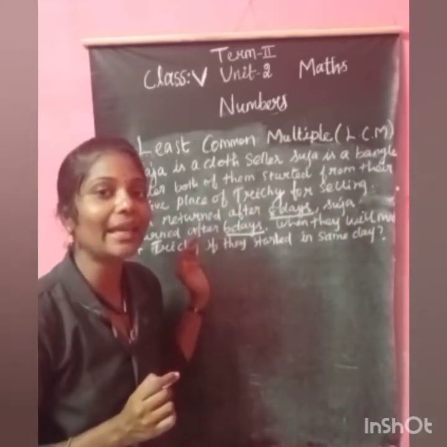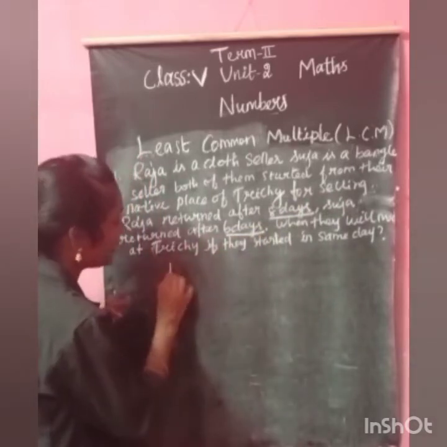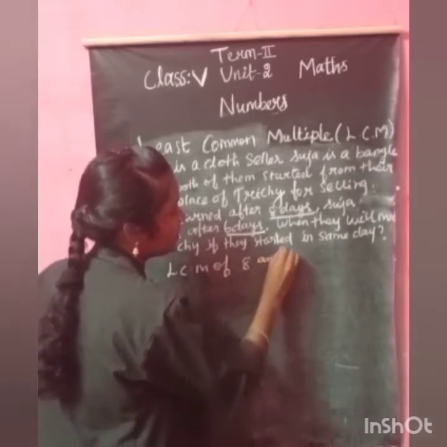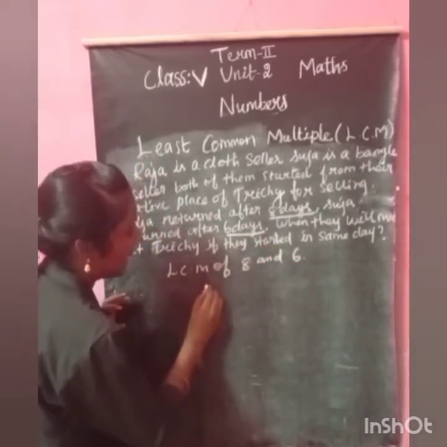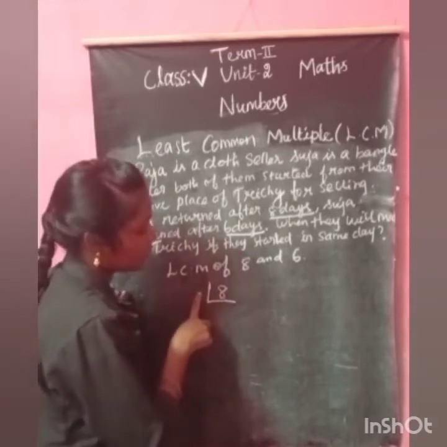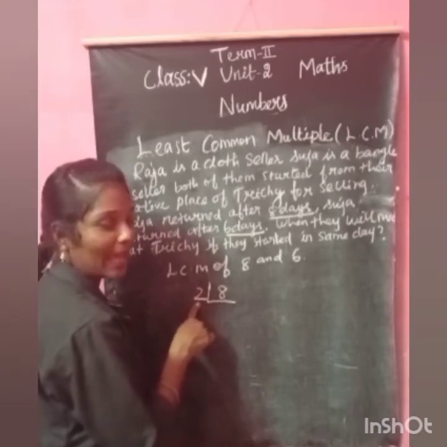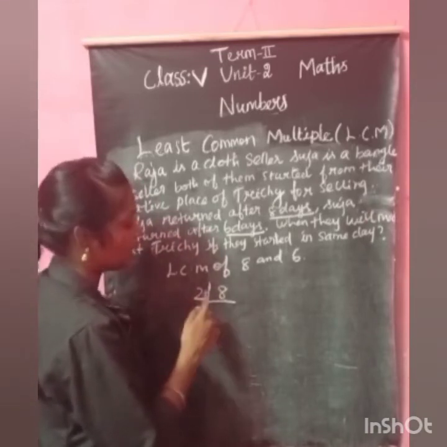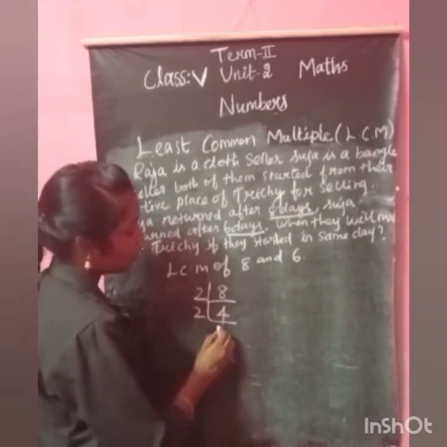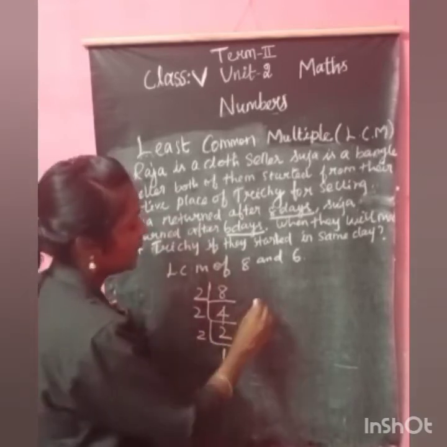So find the LCM of 8 and 6. Take 8, children. Take the smallest prime number 2. Is 8 divisible by 2? Yes. How many times? 4 times. Next, take 2, 2 to the 4. Then 2, 1 time.